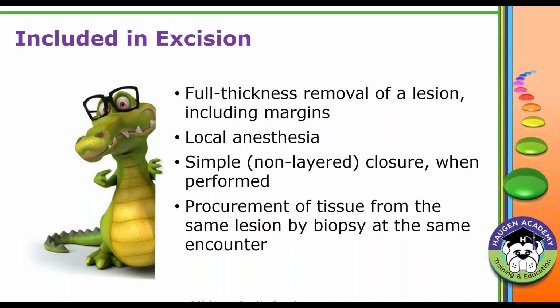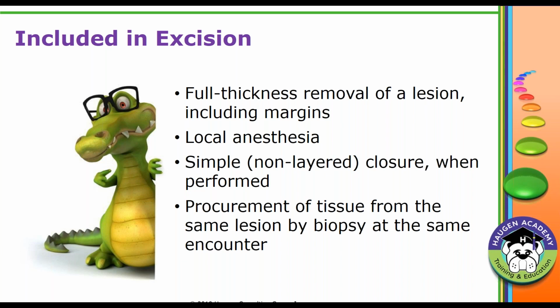All right, so now we have the diameter down. Let's talk about what's included in the excision code itself. It does include full thickness removal of a lesion, so that's going to be through the dermis, and that includes margins. It includes local anesthesia, and it includes simple, non-layered closure when performed.